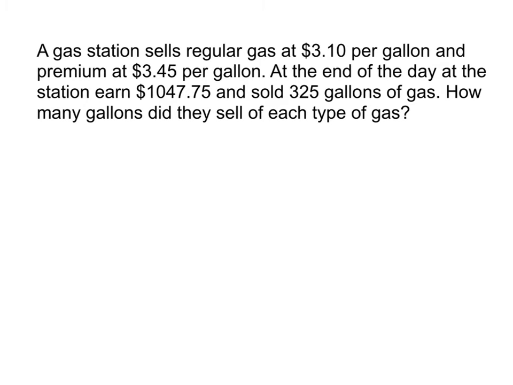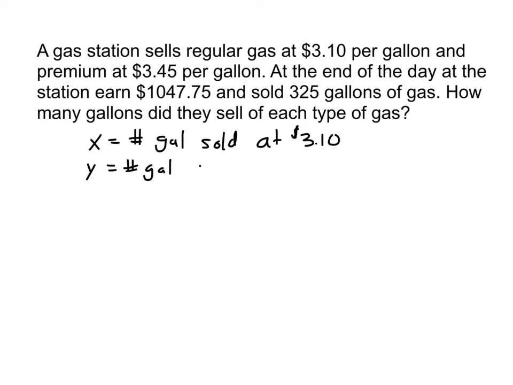Those are the two unknowns. X is the number of gallons sold at 3.10, or in other words, the number of regular gallons of gas. And Y is the number of gallons sold at 3.45, or the number of premium gallons of gas sold.